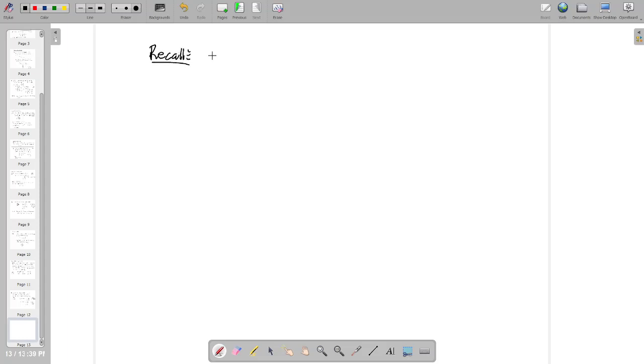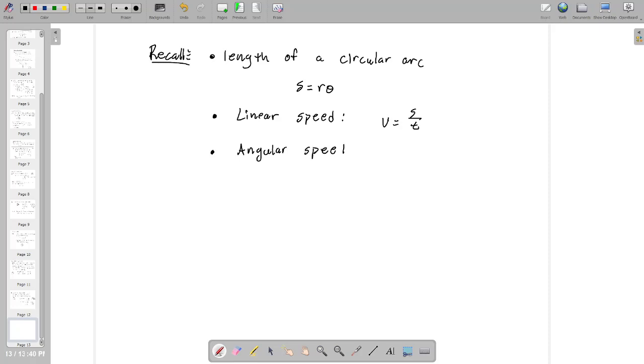recall. The length of a circular arc is s is equal to r theta. Linear speed is v equals s over t. And angular speed is omega equals theta over t. Noting that s is equal to r theta, we can relate our s and our theta here, which means we could relate our omega and our v. So s, if we replace this with r theta, we get r theta over t.